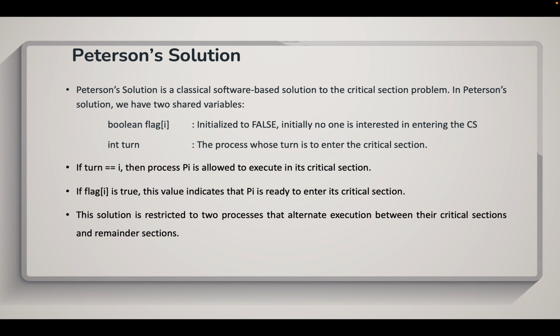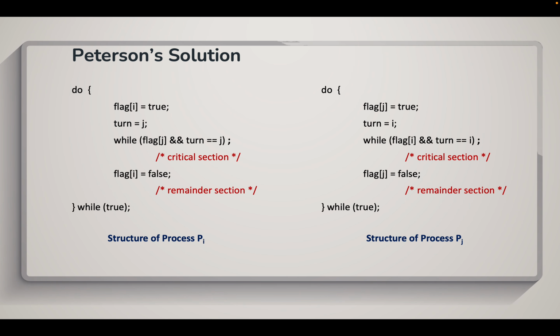Peterson's solution has a Boolean variable flag and an integer variable turn. Assume that we have two processes, process I and process J. If turn is equal to I, then process I is allowed to execute in its critical section. If flag of I is true, this indicates that PI is ready to enter the critical section. So flag of I is true means that process I is ready to execute its critical section. Turn equal to I means the ith process is allowed to execute in the critical section.